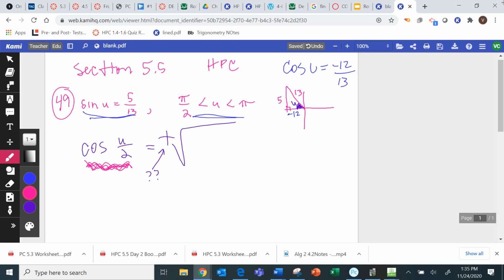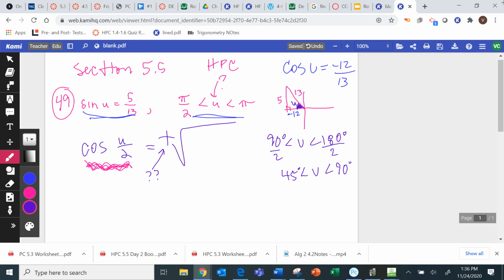I'm asked to find the cosine of u divided by 2. Now, I do not know what u is. I just know it's in the second quadrant. So what I did was I thought about pi over 2, which is 90, and pi, which is 180. And I said, if I half those, it can't equal those. Those are kind of like the boundaries. If I half those, I would have between 45 and 90 degrees.